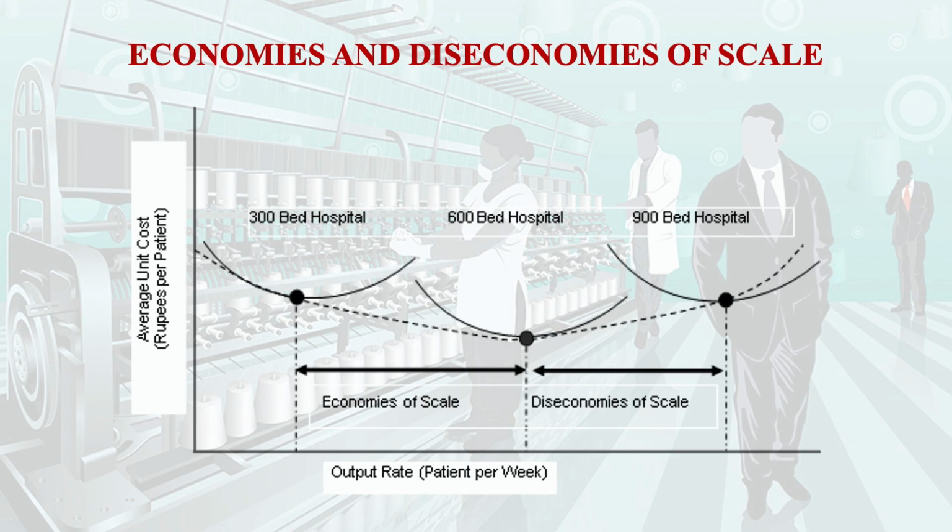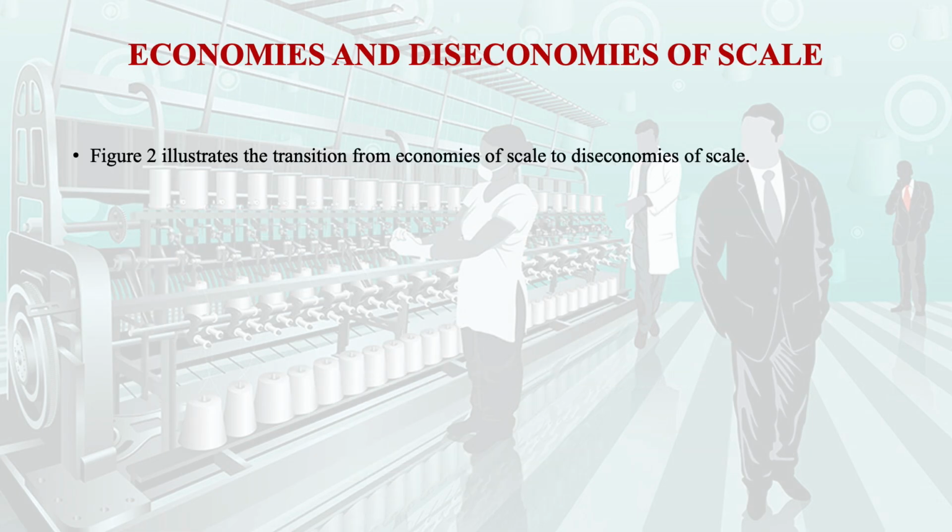We have taken the example of a hospital. If you go from the left side, it is economies of scale. If you go to the right-hand side, it is diseconomies. And we are talking about these economies and diseconomies in terms of the capacity of the hospital. If you recall the earlier figure, it illustrates the transition from economies of scale to diseconomies of scale.